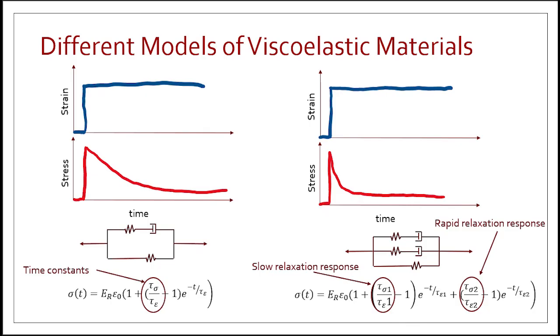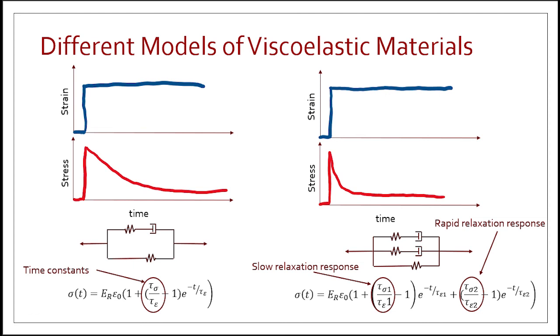Spoiler alert, one of these two models will fit your data much better than the other. Just a refresher, when interpreting this data, you want to decide which model fits the data better. For equation 1, there's one set of time constants. The time constants tell you a rate of relaxation. The larger the time constant, the slower the rate of relaxation, which means the material will behave more like a solid rather than a fluid.